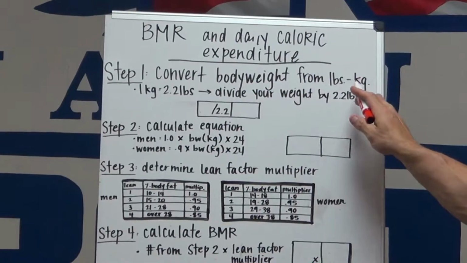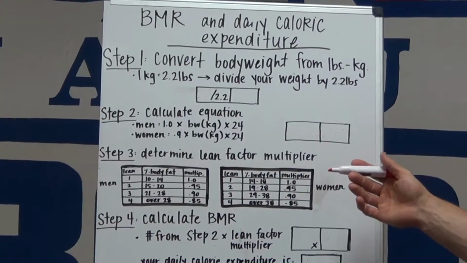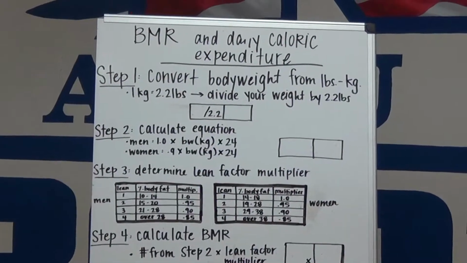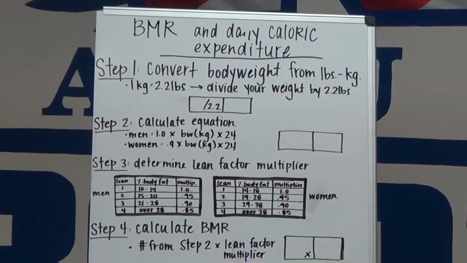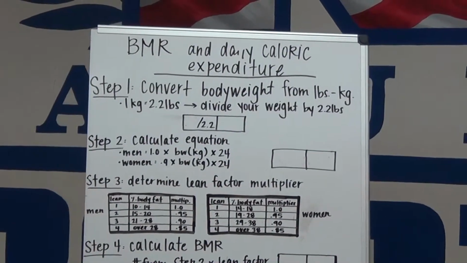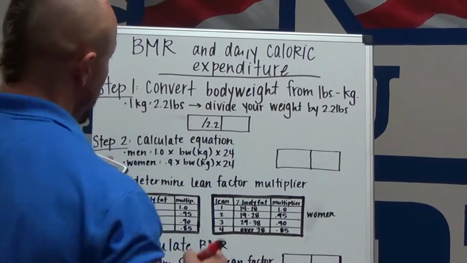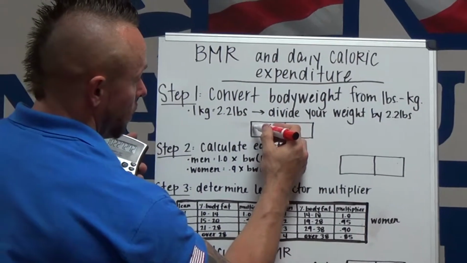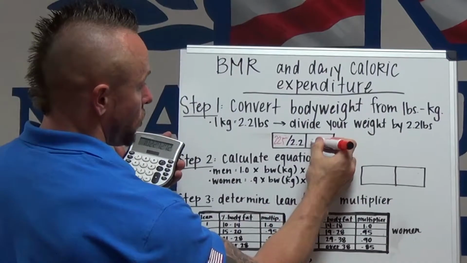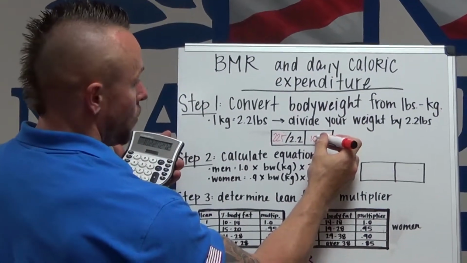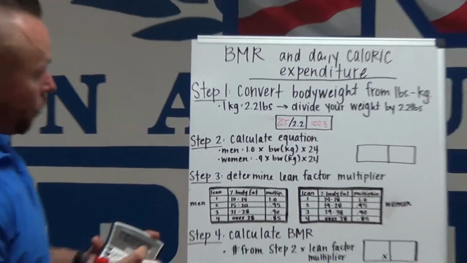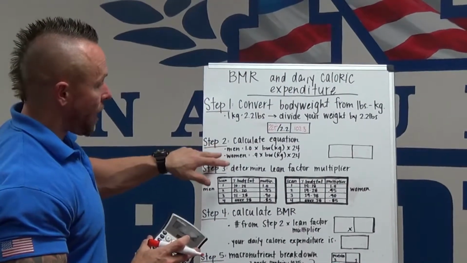Convert your body weight from pounds to kilograms. I'm going to divide my weight by 2.2. So 225 divided by 2.2 is 102.27, which repeats, so I'm just going to say 102.3. Now, for men and women, you have different calculators.